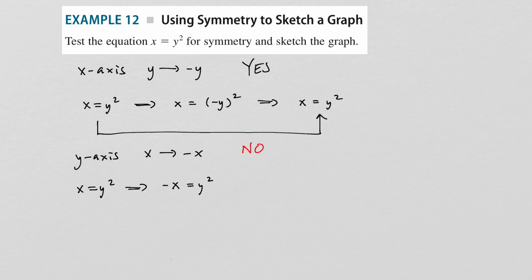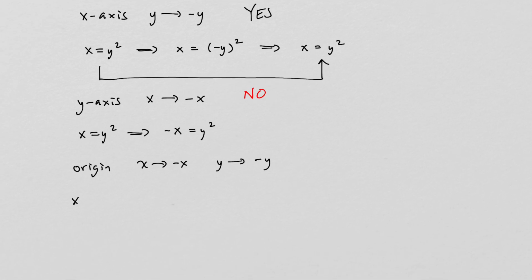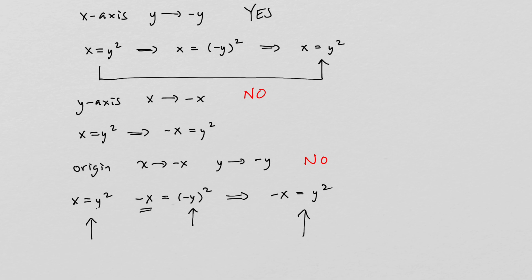No, it does not. Okay, and lastly, to test for symmetry through the origin, you are going to replace x with negative x, and you're going to replace y with negative y, and then see what you get. So we have the equation x equals y squared. x is going to be replaced with negative x. y gets replaced with negative y. And now what's the resultant equation? Well, negative x stays negative x. Negative y squared does become positive y squared. But again, the equation you get in the end here is different from the equation that you started with. So no, this does not have symmetry through the origin.